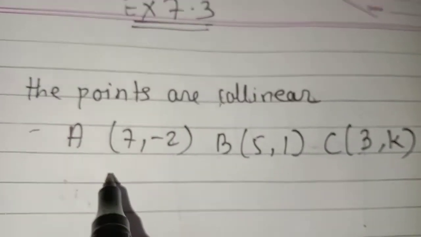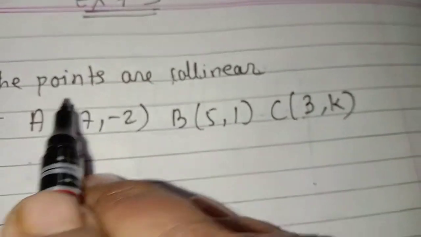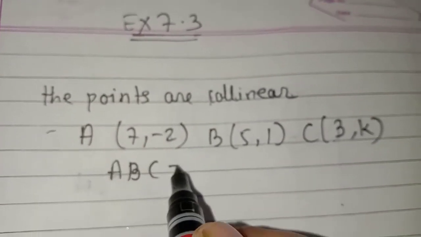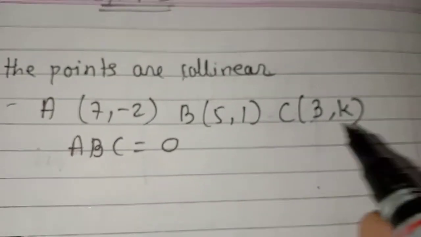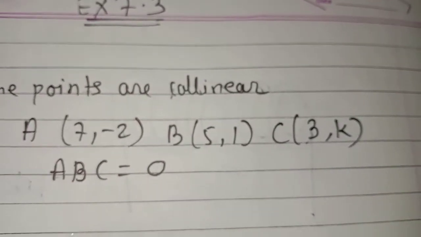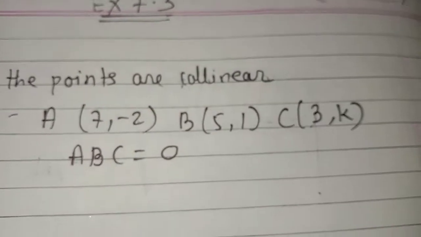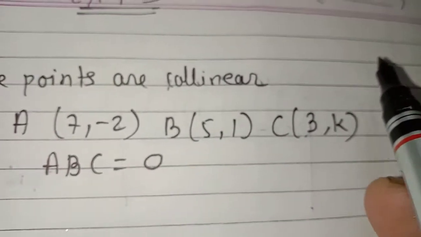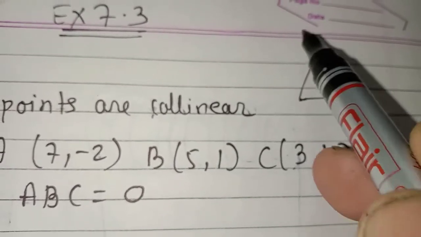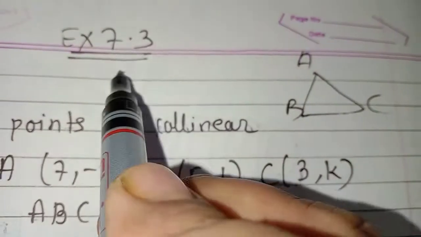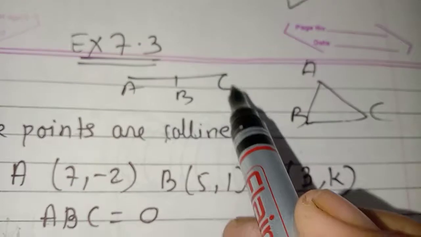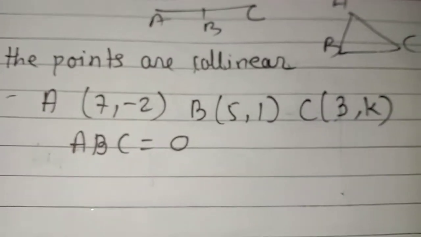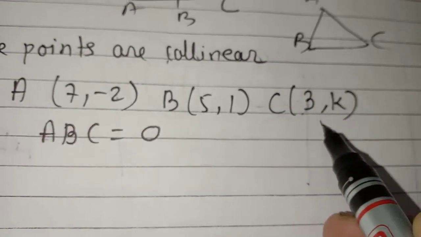So what is the area of the triangle? Obviously, when the points are collinear, the area of the triangle will become equal to 0. Why? Because as per our definition, three non-collinear points form the triangle. So we can define the area only if they are non-collinear. But if they are collinear, then we cannot find the area, therefore area of ABC is equal to 0. Now we have to find the value of k.